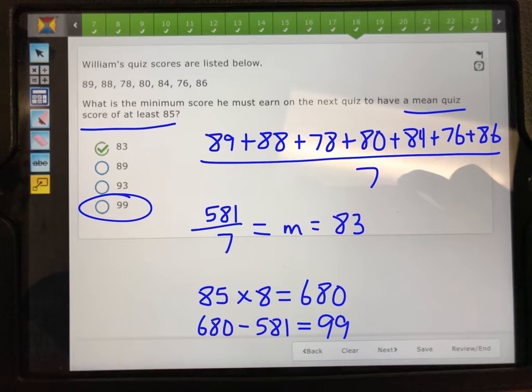So in this case, there were 7 numbers, 1, 2, 3, 4, 5, 6, 7. So I add all these together, I divide it by 7. I got 581 on top, divided by 7, and that gives me an average or a mean of 83.